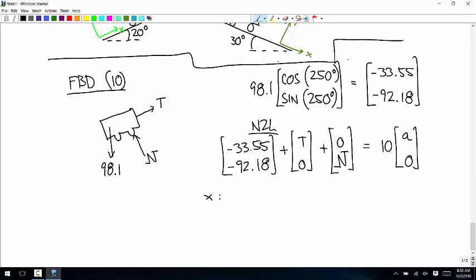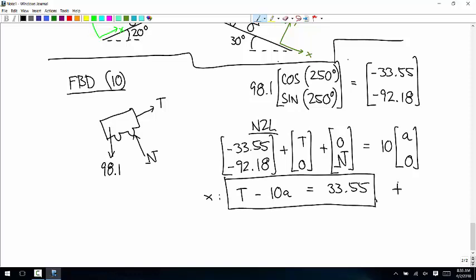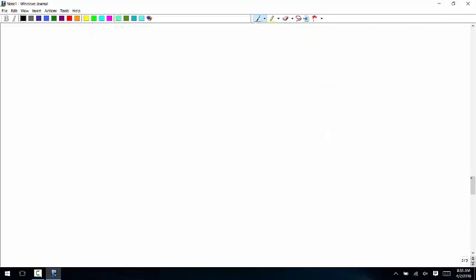And then the x equation says T minus 10 a0 is equal to positive 33.55. And I'll set that aside. If I could solve it, I would just solve it and be done, but that's one equation for two variables, so we can't solve it. Okay? And now go to the second one.